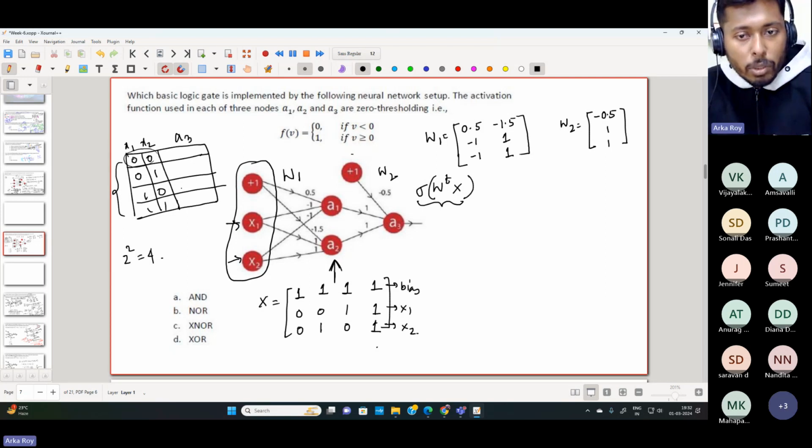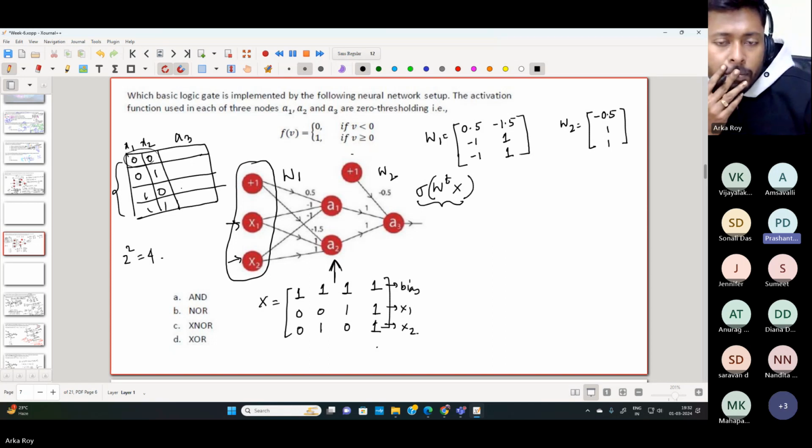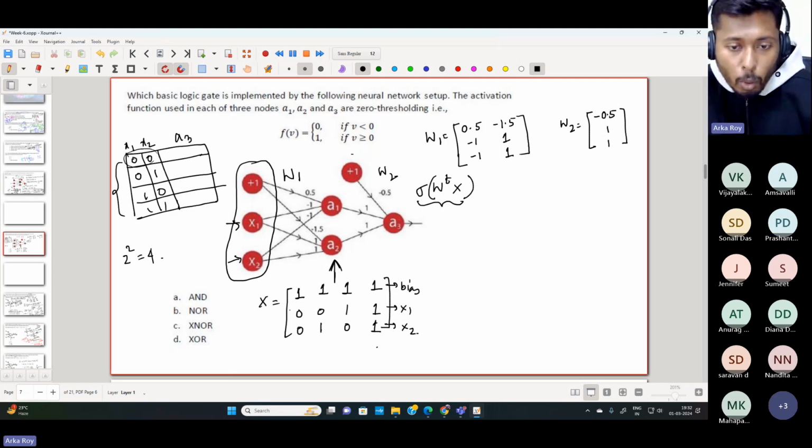My question is about the matrix you have written. Is the 1 1 fixed, or can we write 0 0 first? Oh, you are asking about the order. Yes, sir. You can change the order. That is not an issue.